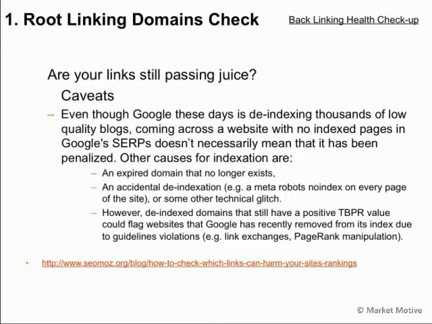So with Google de-indexing all of these thousands of pages, you need to make sure that it's not some of these other reasons, that maybe there's expired content or an expired domain or accidental de-indexation due to technical issues. But we want to check these root linking domains and have some idea of where your site is at with this number and with the quality and value of these root linking domains.